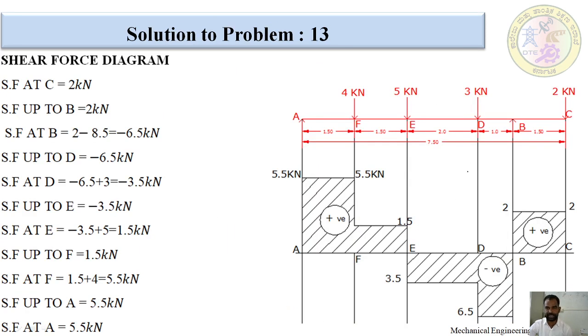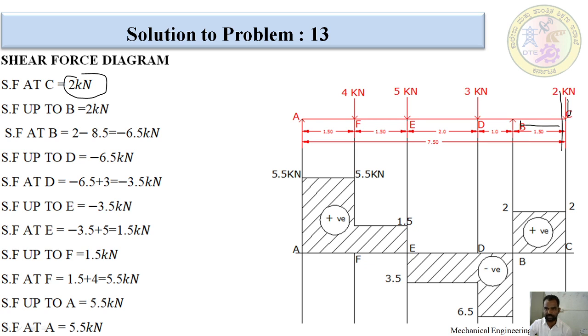Okay, next this is the diagram. I want to find the shear force at this point, at C point. I am going to take a section here. From the right of the section, downward force is taken as positive, upward force is taken as negative. There is only one downward force, which is positive, so shear force at C is equal to 2 kilonewton. After that, I am going to take up to this point only the same load, because there is no UDL.